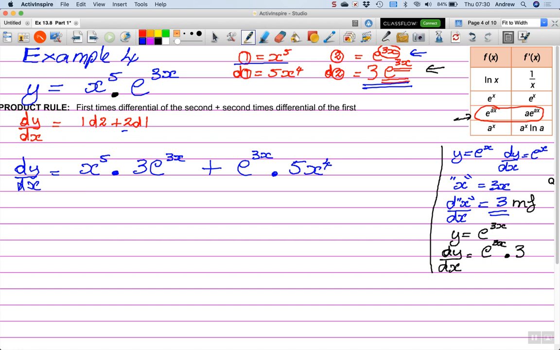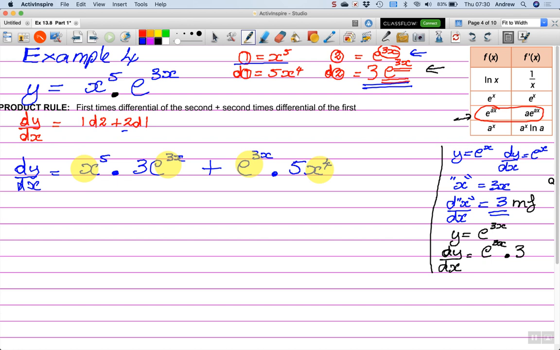Now, again, if that's all they want you to do is differentiate it, you've got full marks. But sadly, for higher level, they want you to differentiate it, and then you will need to factorize it in order to move the problem on. So what's common? Well, e to the 3x is common to both. What else is common? An x to the power of 4.